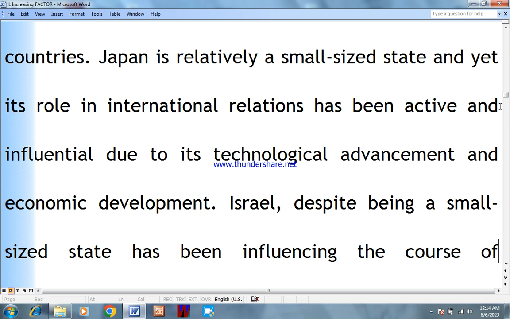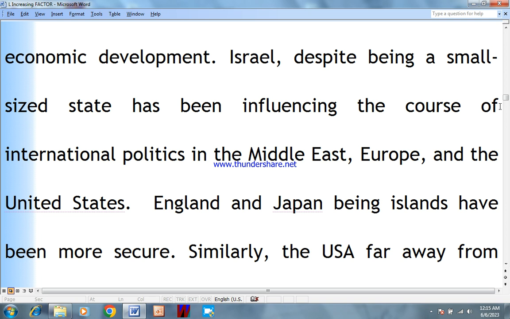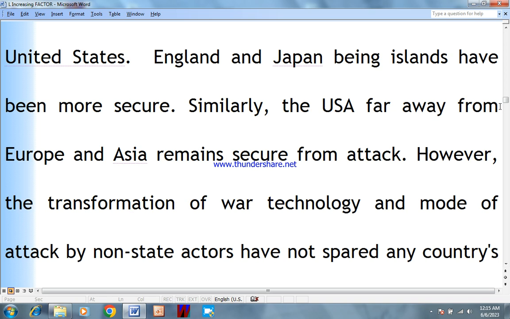Japan is a relatively small-sized state, and yet its role in international relations has been active and influential due to its technological advancement and economic development. Israel, despite being a small-sized state, has been influencing the course of international politics in the Middle East, Europe, and the United States. England and Japan, being islands, have been more secure. Similarly, the United States of America, far away from Europe and Asia, remains secure from attack.